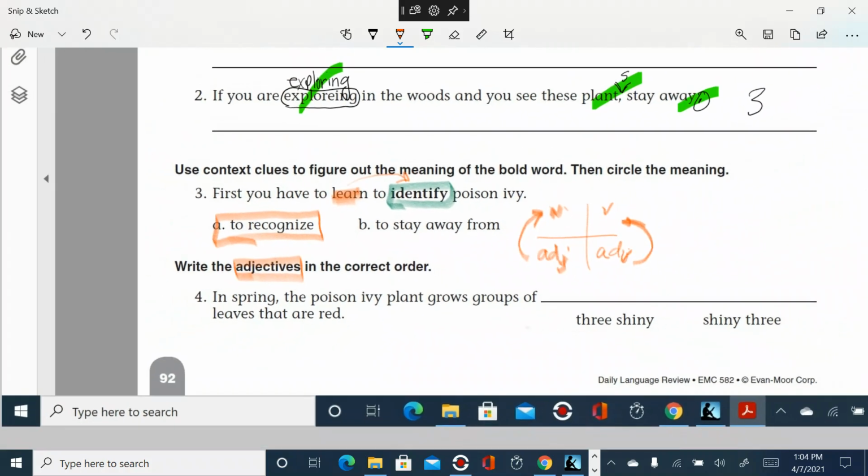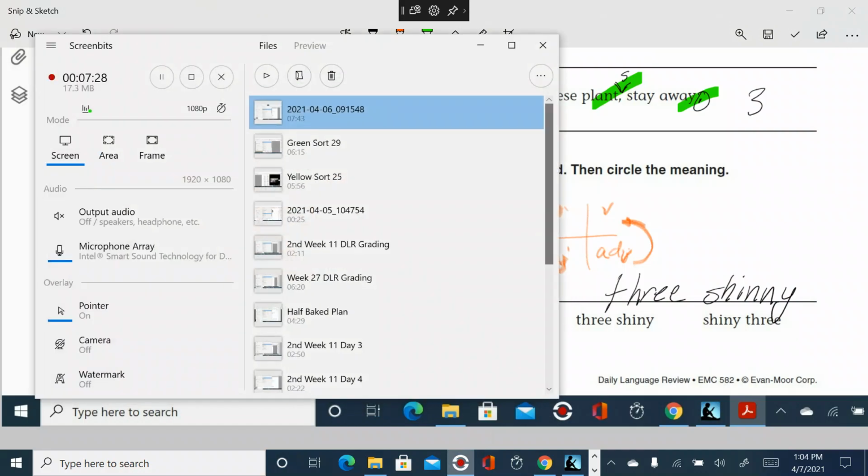You ready for this? What one sounds the best? Here it goes. In spring, the poison ivy plant grows in groups of 3 shiny leaves that are red. Or, in spring, the poison ivy plant grows in groups of shiny 3 leaves that are red. It's kind of obvious. Braden, what is it? It's 3 shiny, right? You wouldn't say shiny 3. Good job, kid. 3 shiny. I told you most of this will be what you hear, right? All right, there you have it. There is week 28, day 2 DLR in the book.